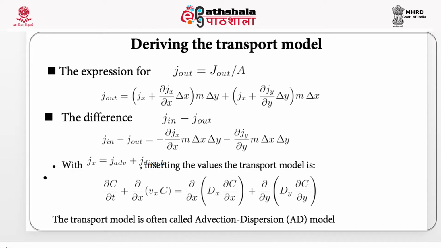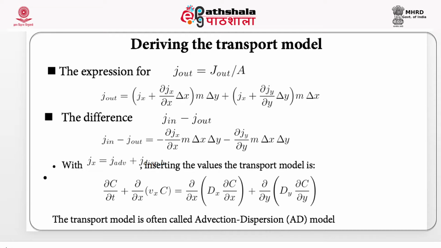Please note that Jx has been defined as the advective mass flux plus dispersive mass flux plus diffusive mass flux, and we have combined dispersive mass flux and diffusive mass flux. So Jx, the mass flux in the x direction, is the sum of advective mass flux plus hydrodynamic mass flux. When we insert all the values of J in, J out and delta M, we obtain our fundamental transport model that you can see on the screen.